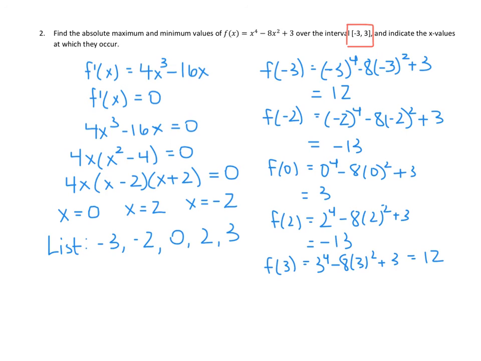So next we compare these function values. Whichever one is the largest is our absolute max, and the smallest is our absolute minimum. When we compare, our largest is 12 and our absolute min is -13. So our absolute max is 12, and it occurs at two different x values, at -3 and 3. Our absolute minimum is -13, which occurs at two x values, -2 and positive 2.